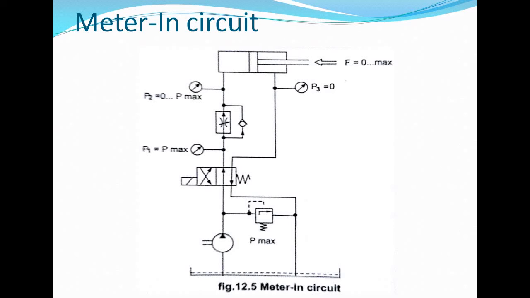And now let us see circuits. The first one is the meter in circuit. Basically, the meter in circuit works on the principle that it will meter the oil which is coming into the circuit. That means it will control the flow of oil.